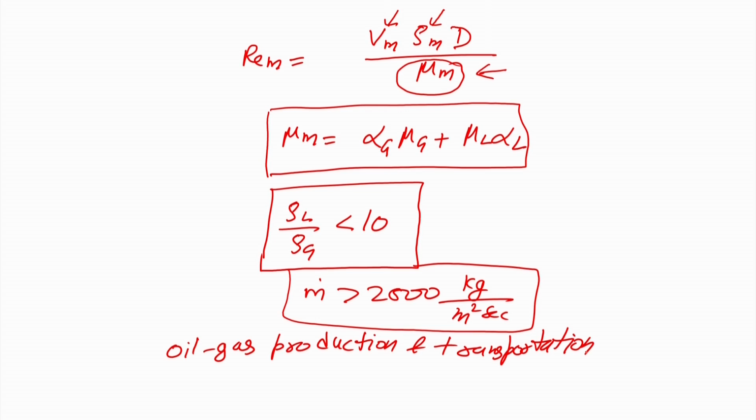So in oil gas production and transportation one can use the homogeneous model, but in most places, because of these two limitations, the homogeneous model with no slip condition is not valid, and one has to go with a more rigorous model to calculate the dP. In the homogeneous no slip model, I hope you are now able to calculate the dP and see how the equation has been simplified.